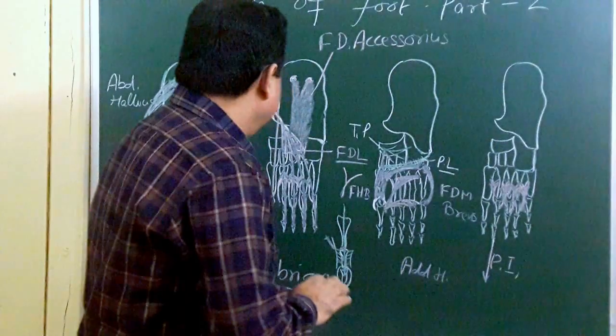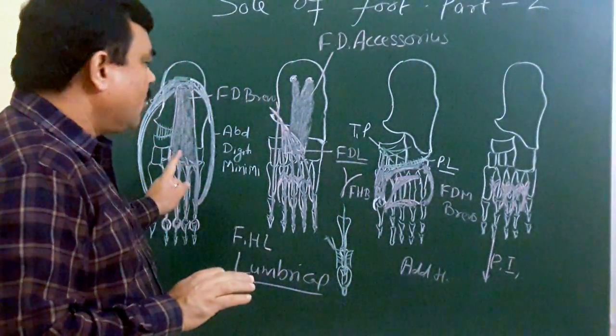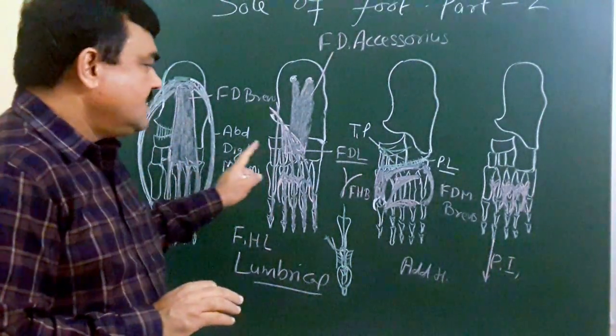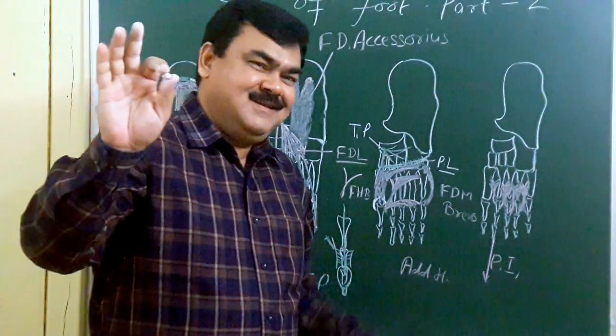So these are all the muscles of all four layers: first layer, second layer, third layer and fourth layer of the sole.